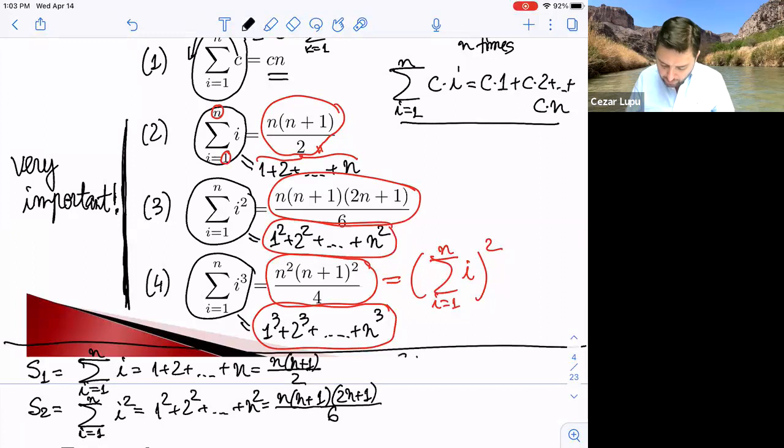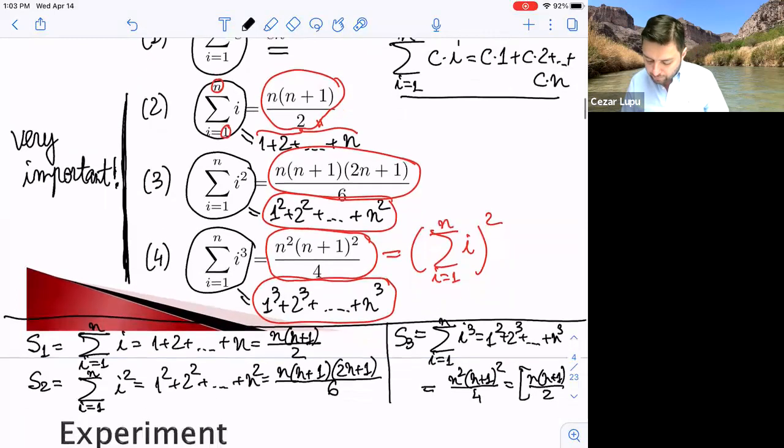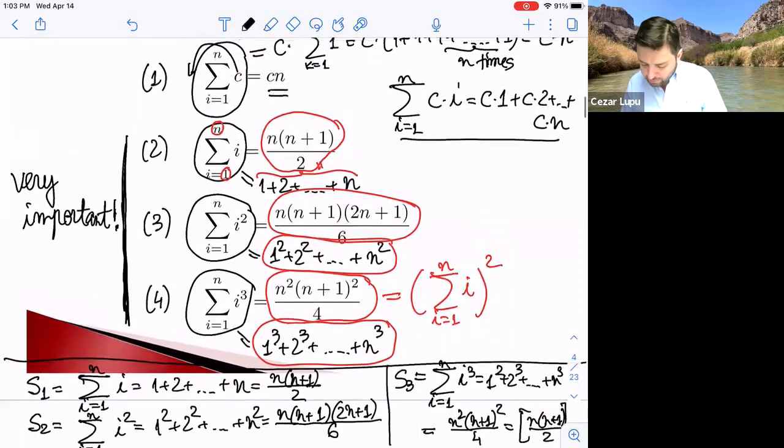And then the last one, S3, is the sum from i equals 1 to n of i cubed, which is 1 cubed plus 2 cubed plus all the way up to n cubed, which is nothing else than n squared times n plus 1 squared, everything over 4. Or if you want to write it this way, you can write it as n times n plus 1, everything over 2, and everything squared here.